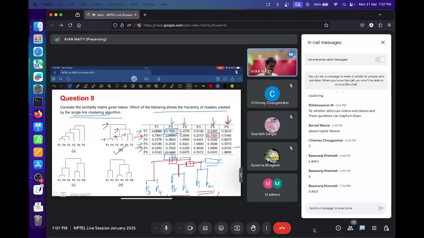So this is how you can compute the hierarchy of clusters and also the clusters in the single link clustering algorithm.